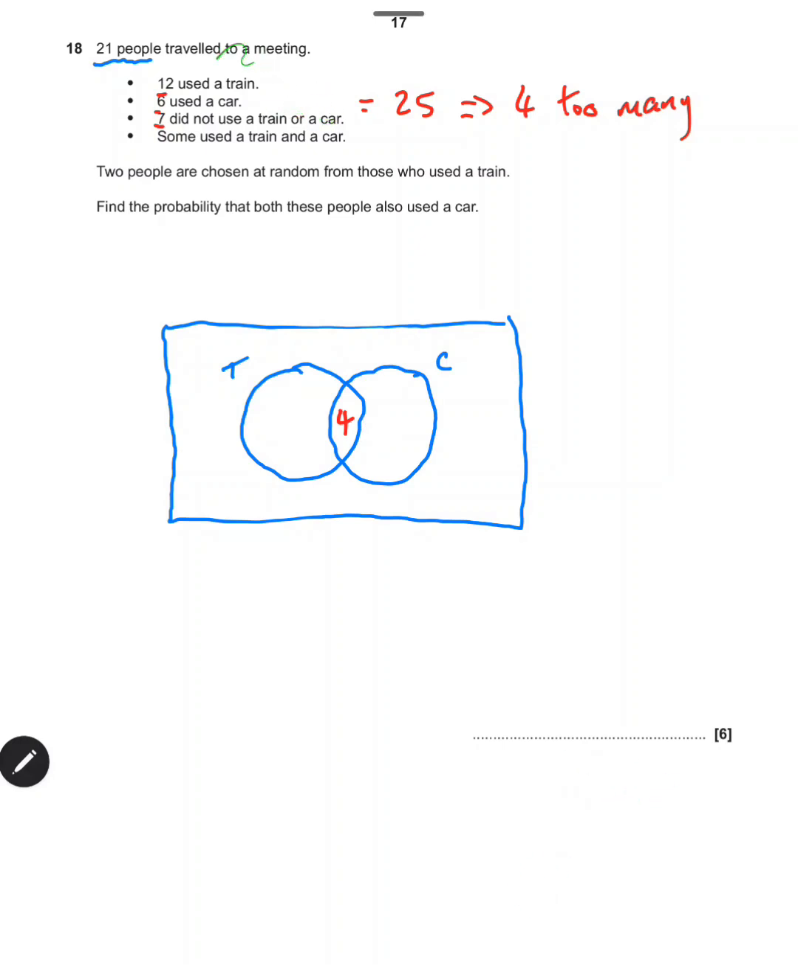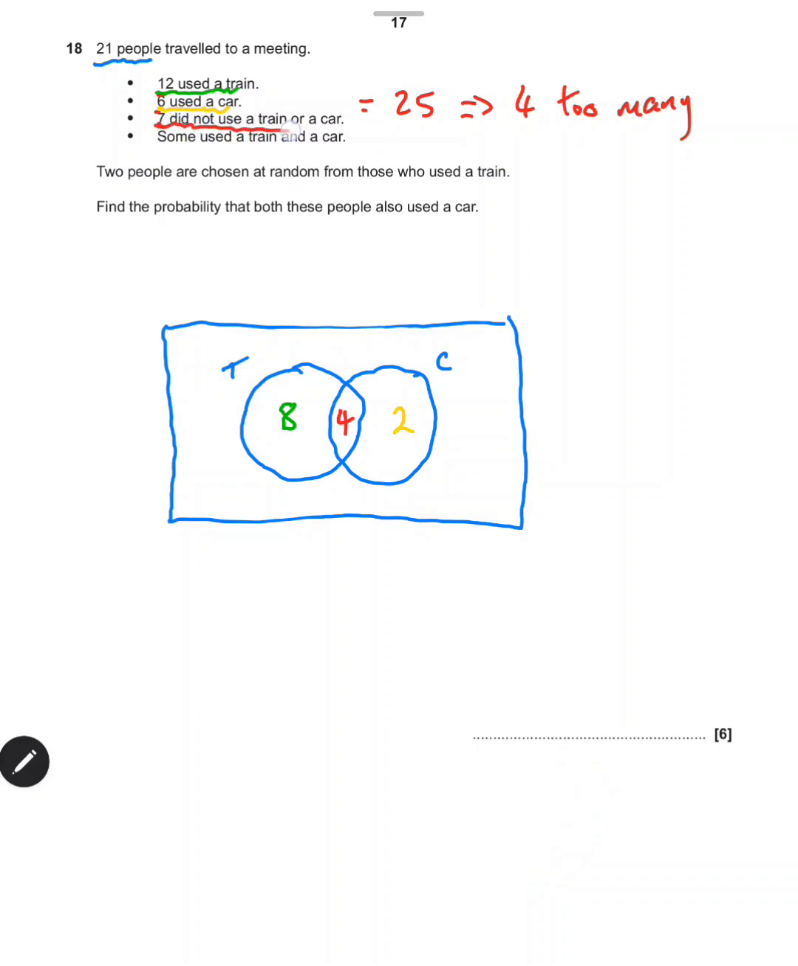What we can do now is adjust these numbers. If 12 use a train, well, 12 goes in all of this circle, and there's 4 of them. So this must be 8. 8, 9, 10, 11, 12. 6 use a car. Well, this circle is using a car, and there's 4 of them. This must be 2. 2 add 4 makes the 6.